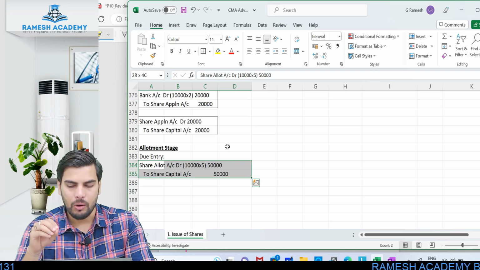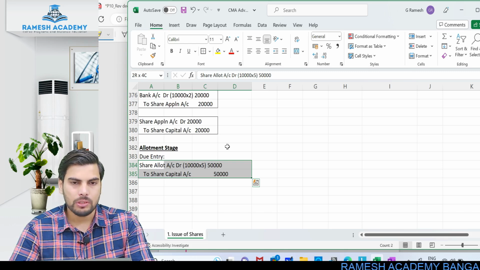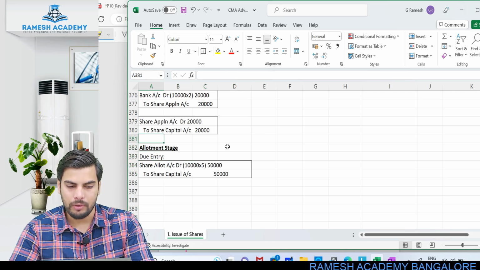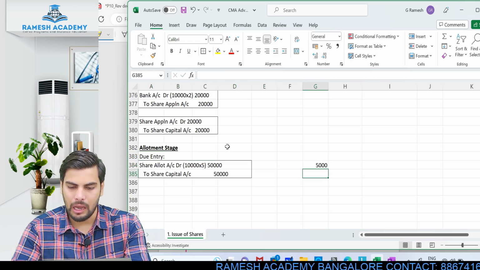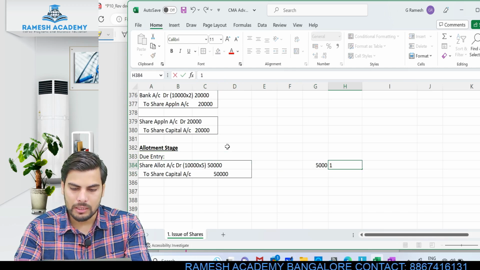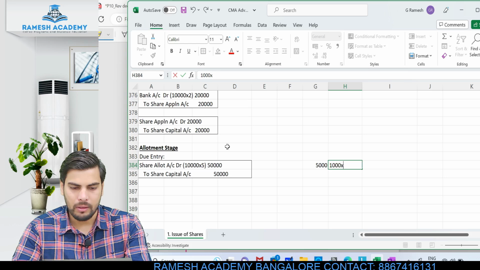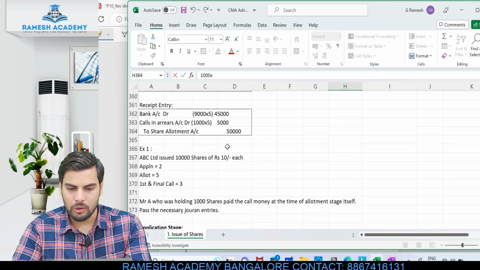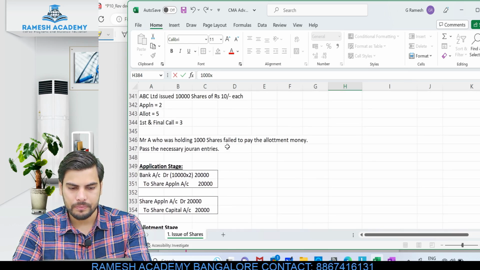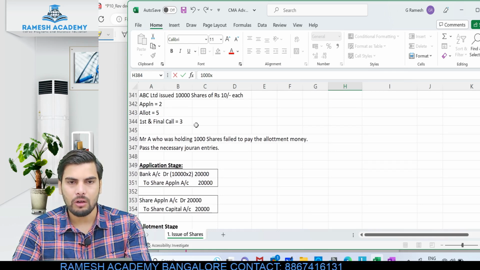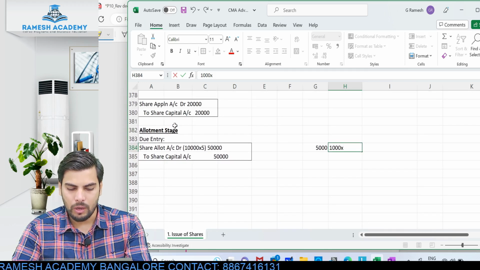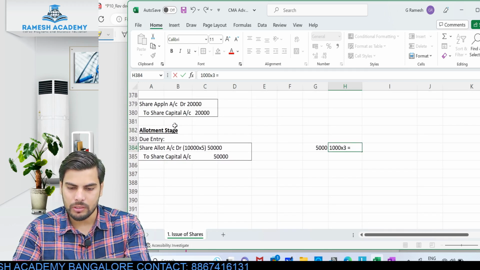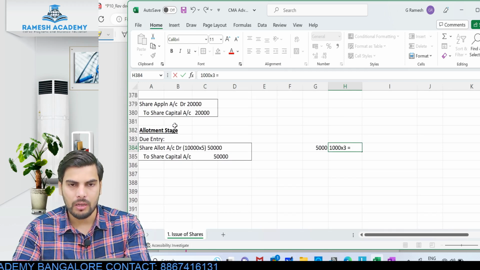Now at the time of allotment, I was supposed to collect how much? 50,000. But can you tell me how much is the amount which I would have actually collected? I would have collected this entire 50,000, and along with this 50,000, to the extent of those 1,000 shares, I would have collected the first call money also. How much was the first call money? First and final call money was 3 rupees, right? Correct. So Mr. A, who was holding 1,000 shares, along with this 5,000, he would have also paid this first and final call.